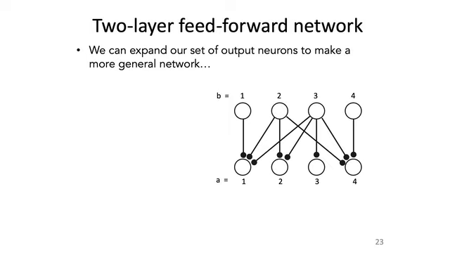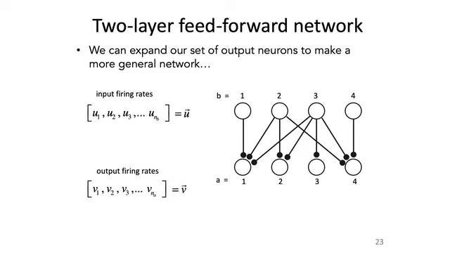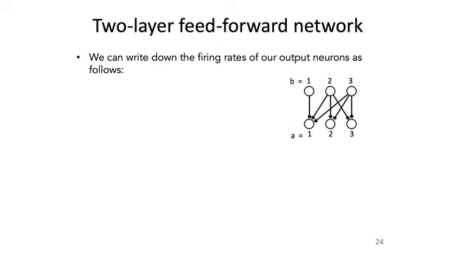So we have multiple input neurons, multiple output neurons. You can see that we have a vector of firing rates of the input neurons and a vector of firing rates of the output neurons. We used to just have one of these output neurons, and now we've got a whole bunch of them, and so we have to write down a vector of firing rates in the output layer. And now we can write down the firing rate of our output neurons as follows.